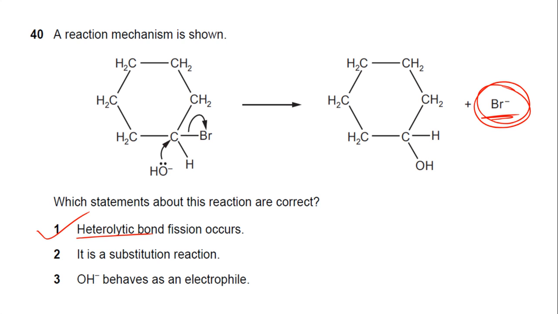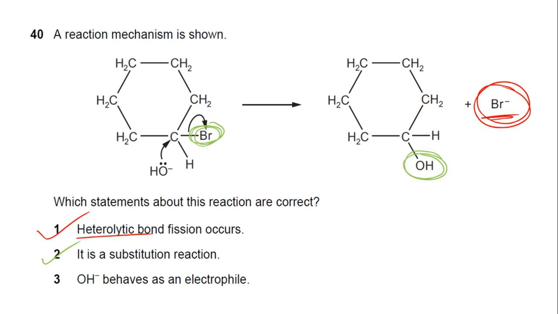The second statement says it is a substitution reaction. Well, don't you think so? Look here, a bromine got replaced with a hydroxyl group or a hydroxide. Well, it was substitution, right? Addition would have been if over here the bromine had not been replaced and it was still here, right? Then in that scenario, it would have been addition. But in this case, one atom has been replaced by a group. So whenever one thing is replaced by another in a chemical reaction, we say substitution has occurred. So 2 is correct as well.